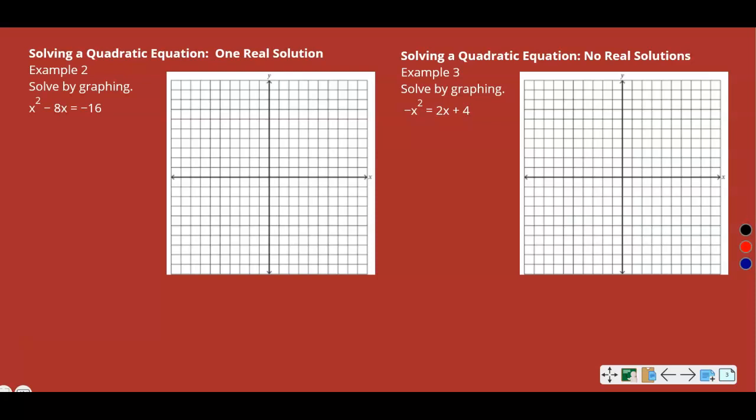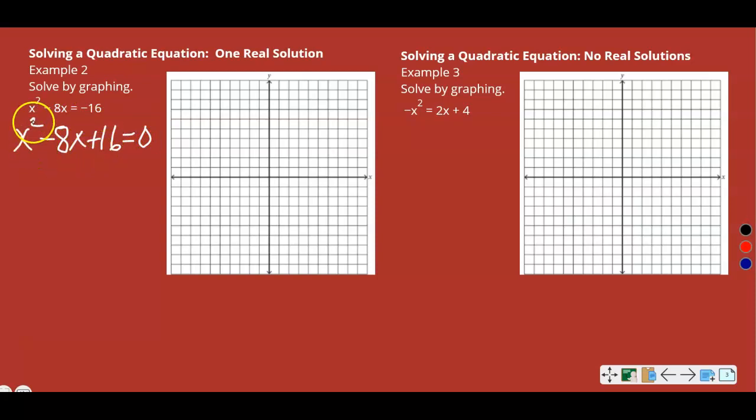Example 2, solving a quadratic equation. This is an example that has one real solution. So let's see what that looks like. All right, it says solve by graphing. So again, we're going to set this equal to 0. x squared minus 8x equals -16, so I need to add 16 to both sides, and that makes that equal to 0. So we put this in standard form.